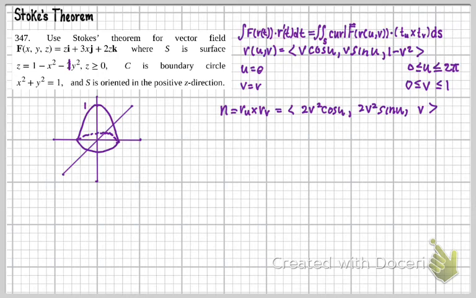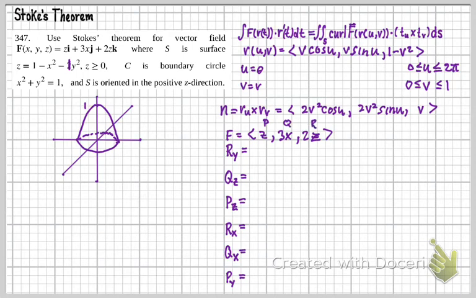So now we're going to need our curl of f of our uv. So that's what we're going to do now. We're going to find that piece. So we need the curl of f. If you didn't catch that, we're going to need the curl of f. All right, so we have f, which is z, 3x, 2z, and we need our partials. This is my p, this is my q, this is my r.